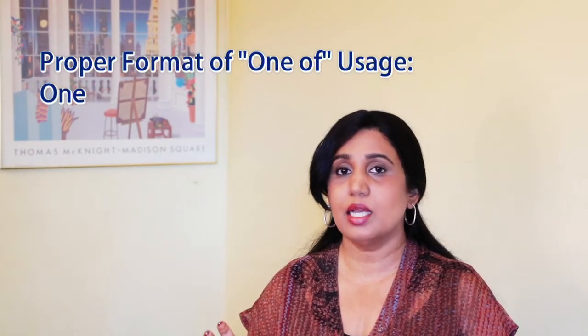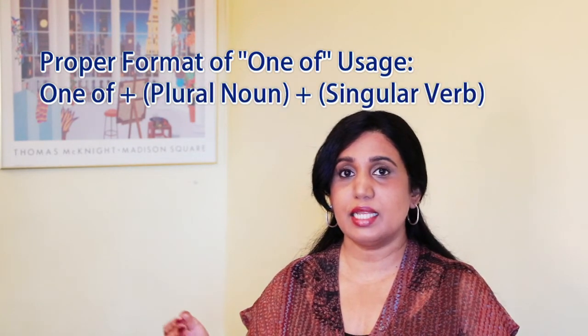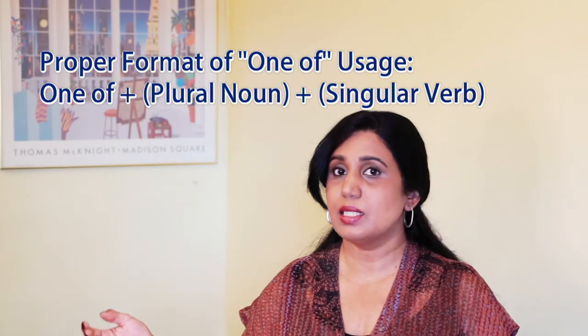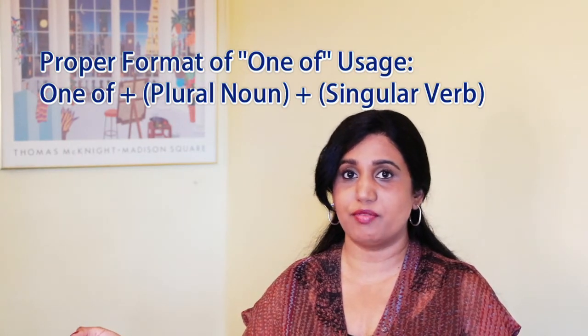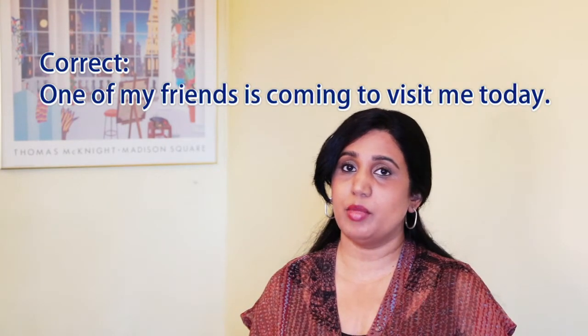The correct form of this kind of usage is one of is always followed by a plural noun. Here we have friends, right? And it is followed by a singular verb afterwards. In some cases, we do use a plural verb after one of. I'm going to make a detailed lesson about it. Please check back in 1 or 2 weeks for that lesson. So this sentence would be correctly, one of my friends is coming to visit me.